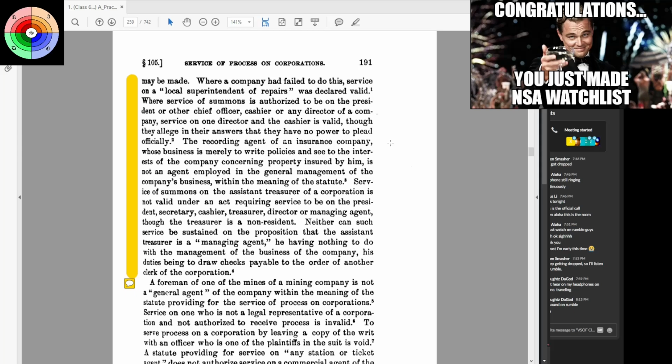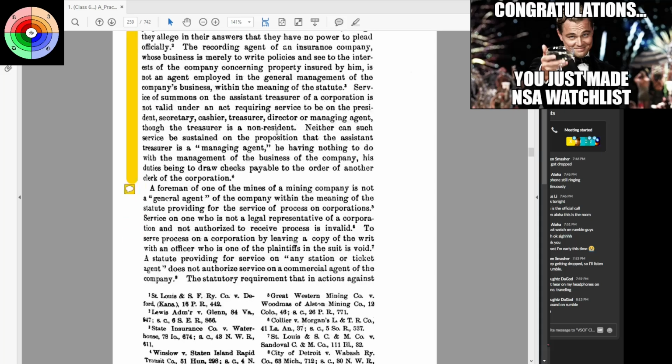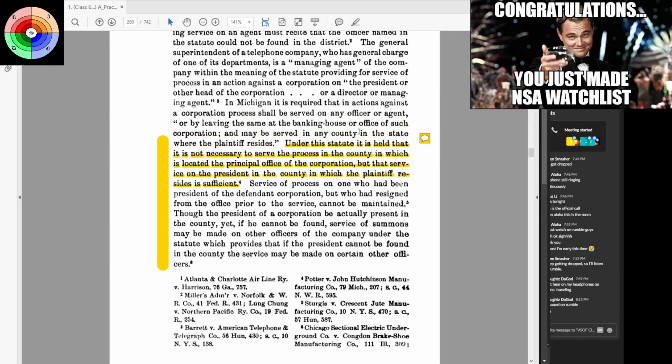Neither can such service be sustained on the proposition that an assistant treasurer is a quote-unquote managing agent, he having nothing to do with the management of the business of the company, his duties being to draw checks payable to the order of another clerk of the corporation. And we're going to skip down to the next part here. And under the statute is held, and this was a different, talking about a Michigan statute here, but I just want to read this little part.